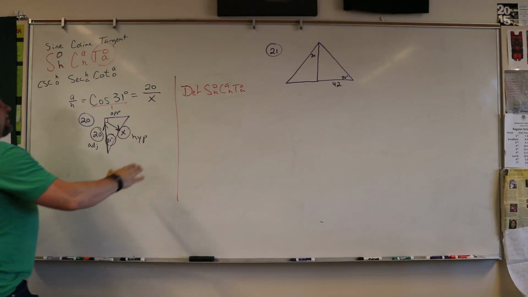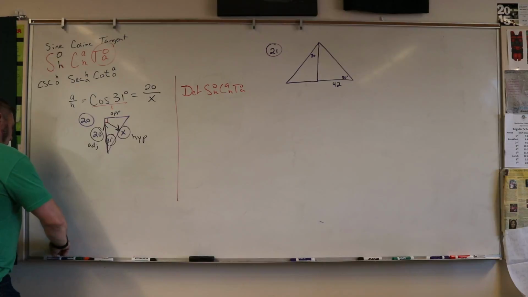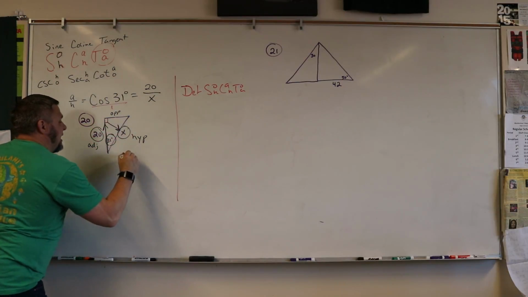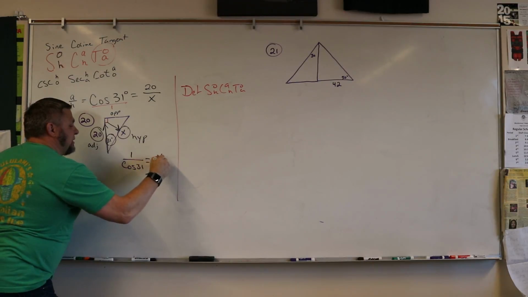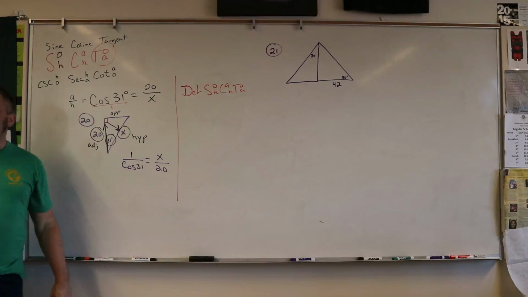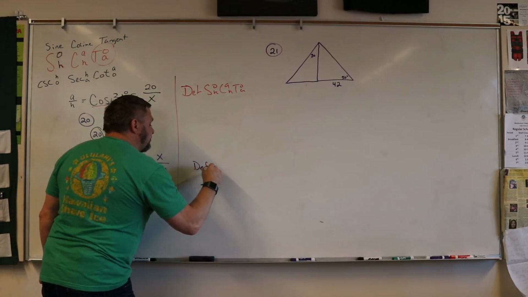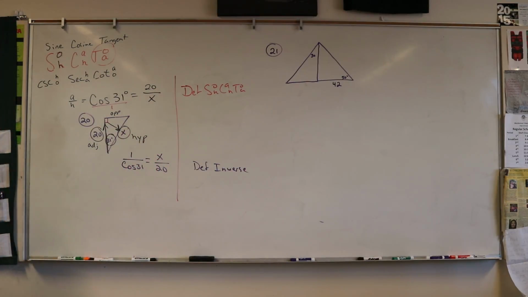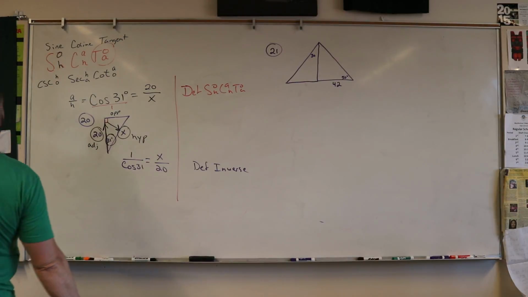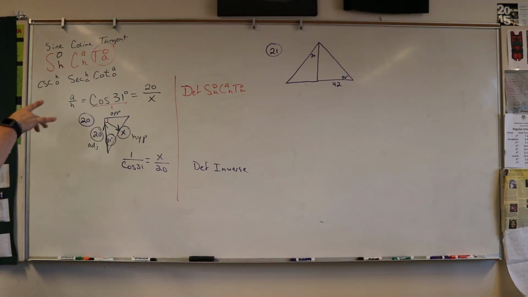So now that is the definition of SOHCAHTOA. That's step one. The next step is to flip it. Okay? So what that means is I'm going to have 1 over cosine 31 is equal to x over 20. Okay? And that's just the definition of inverse. Okay? So I can flip things. I'll finish this now. Real quick, we'll just do one problem right now, and then we'll do 21 next period.